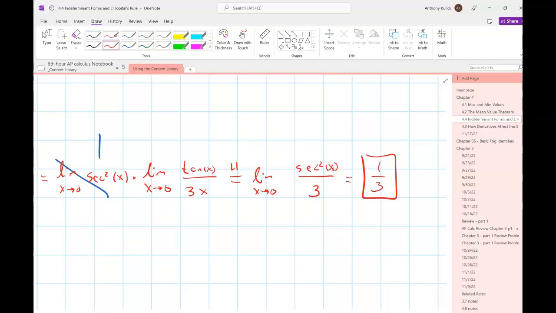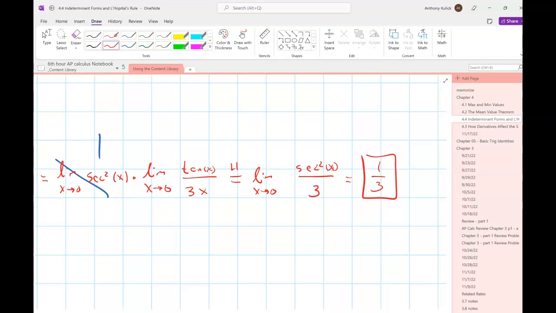Wait, why is that? One. Not less. Secant squared of 0 is 1. Because secant of 0 is 1. Because cosine of 0 is 1. And secant is 1 over cosine, right? Yeah. Unit circle. Trig. Gotta remember it.